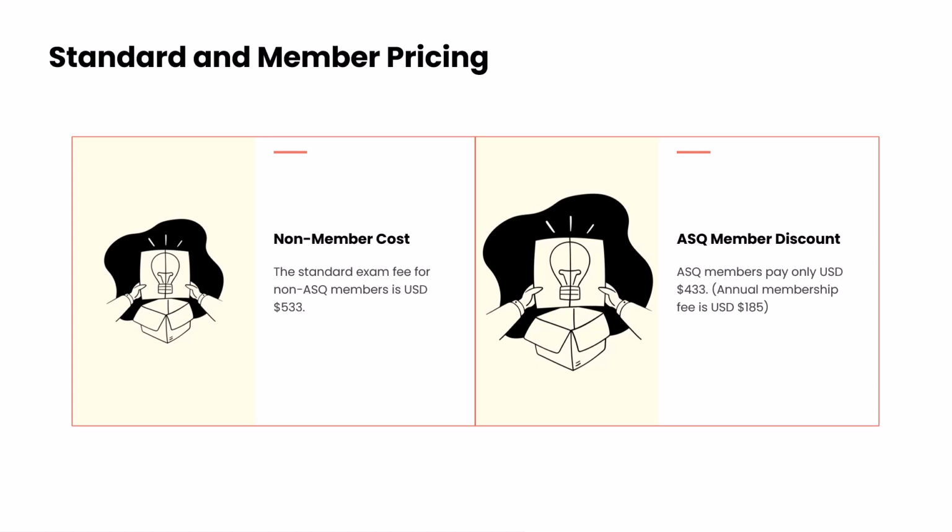Now at this stage you might be wondering what is the cost of becoming a member. To become a member you need to pay the annual fee, and the annual fee is US $185. So let's say you want to apply for the CCQM exam, then you might need to think about whether you want to become a member before application. In that case you will pay $185 for the membership fee, and then you will pay $433 for the exam fee. So basically you save $100, but for that you need to pay $185 to become a member.